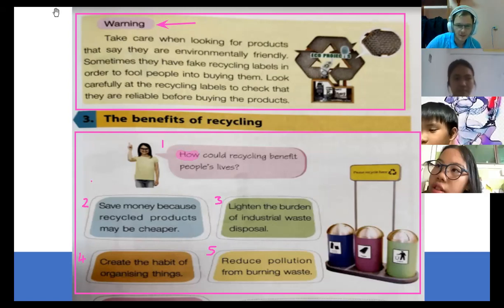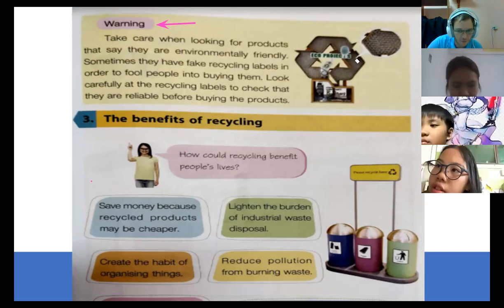Very good. So that is the benefits of recycling. But let me quickly just explain one or two of them to you. So some recycled products may be cheaper to make. So that one is pretty easy to understand why it is a benefit.